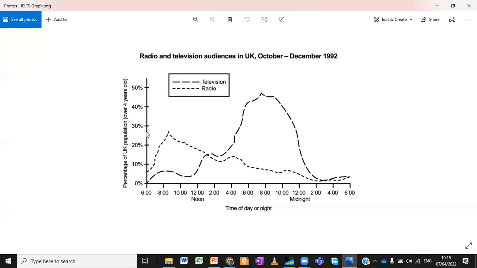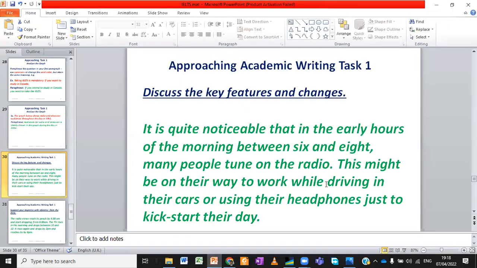What I'm trying to say here is that we have more television viewers in the UK than radio viewers. Do you agree with that? Yes, sir. Okay, now let's go back. So this might be, okay, on their way to work while driving.